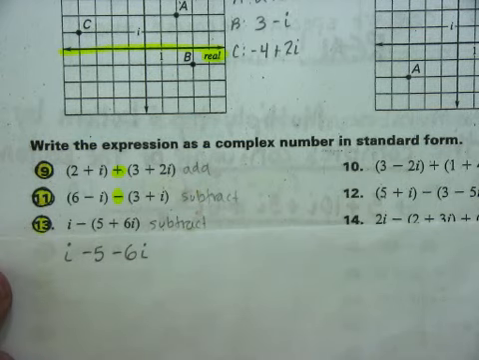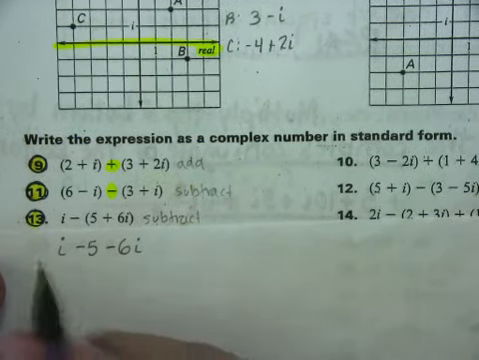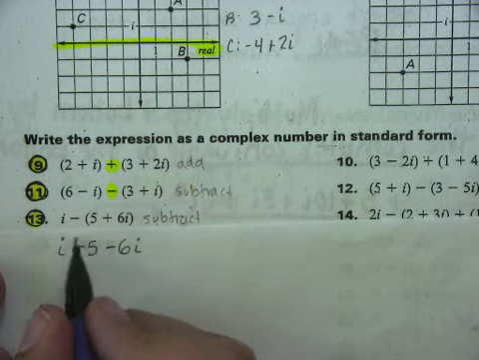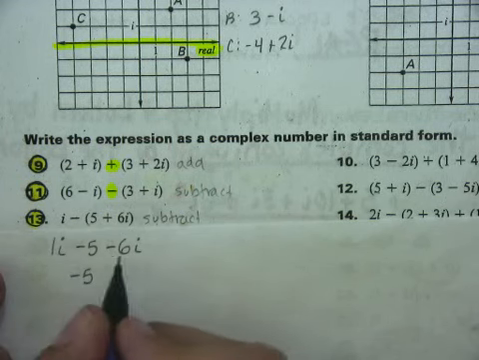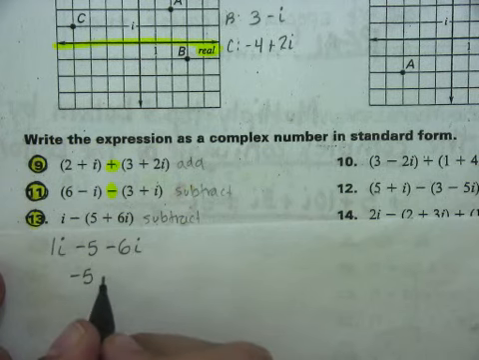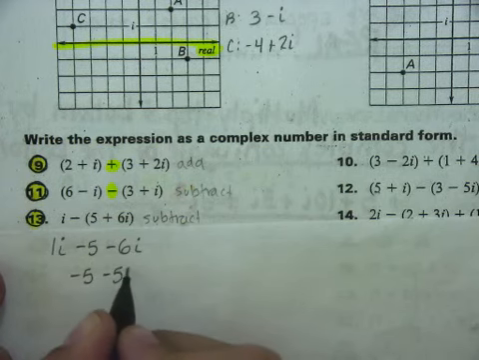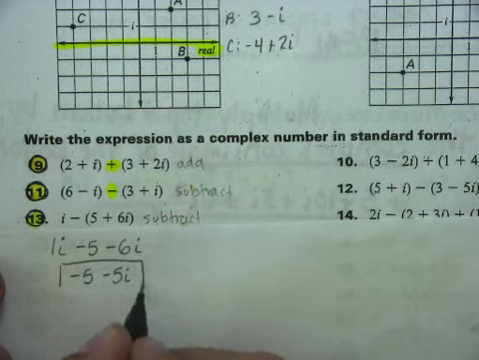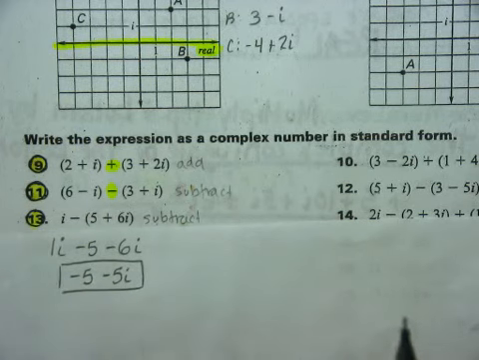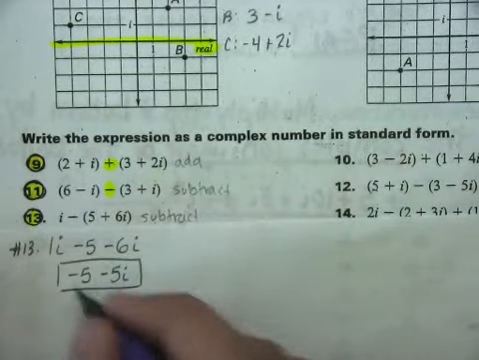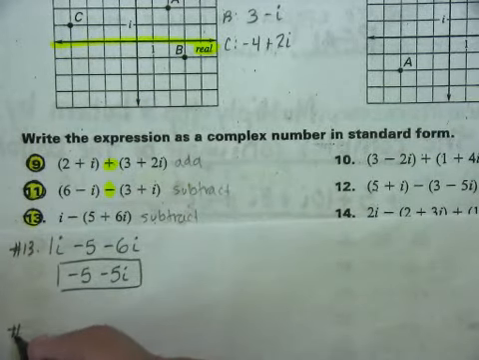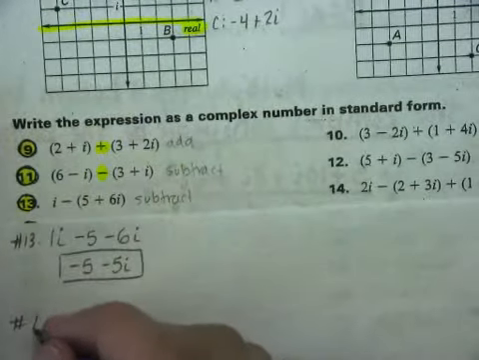Because you're subtracting. And now, since there's no more parentheses, we can combine our like terms. So our real part is -5, and our imaginary part is 1i minus 6i. 1 minus 6 is -5. So it would be -5 minus 5i. Okay, there I did number 13 for you. But be sure in your assignment, it should look like this, leave a space, and then you would move on and do the next one, which is number 15.